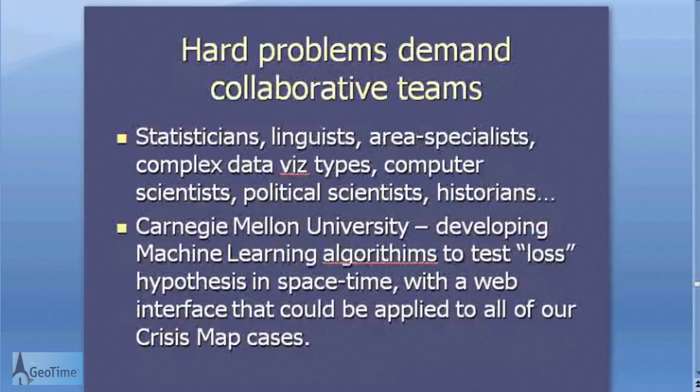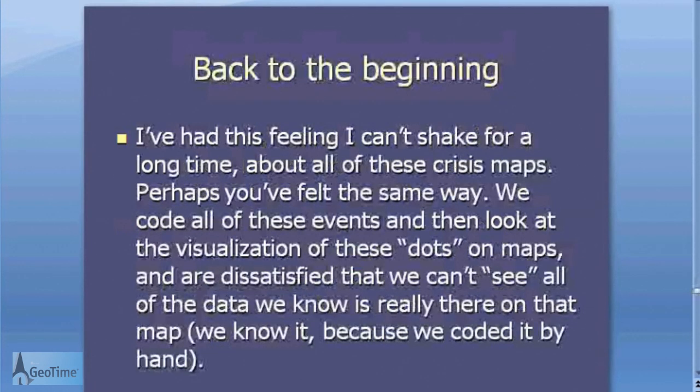And some of the work that I'm doing is with Artur Dombrowski at Carnegie Mellon University, who's developing some machine learning algorithms to test this hypothesis, hopefully taking full advantage of both the space-time component and also the cross-event correlation that really needs to happen. And hopefully this interface that's developed can be usefully applied and used as well by those of us working in other areas on crisis maps.